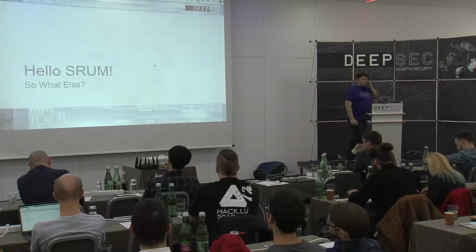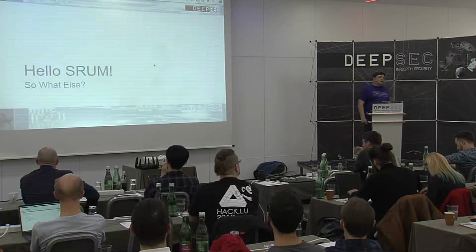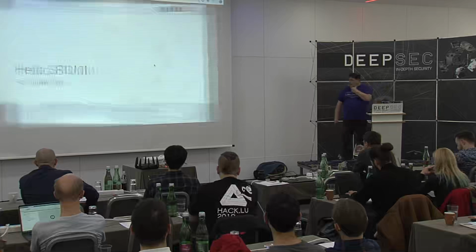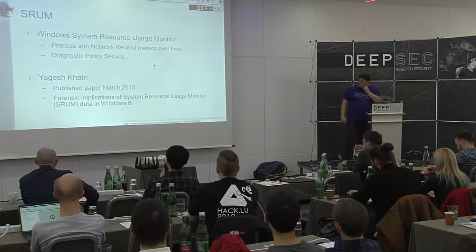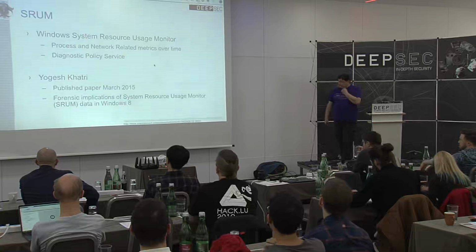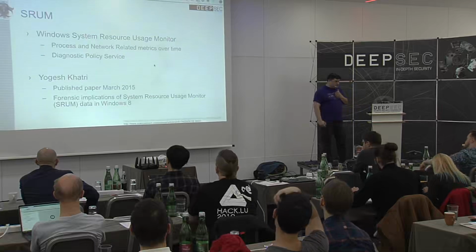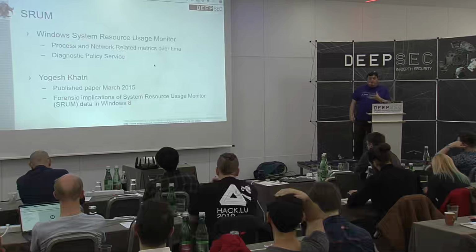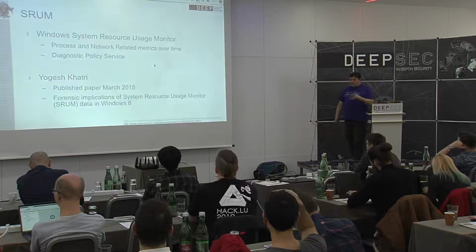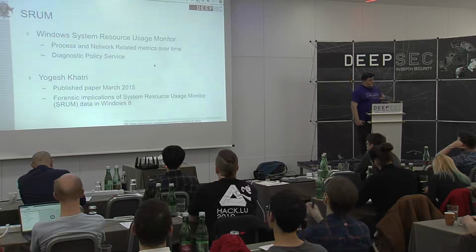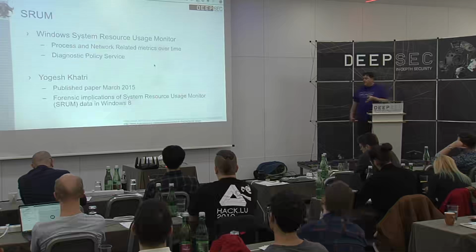So I'm looking for this thing, and I start reading some research from Yogesh Katari. He published a paper in March 2015 where he was looking at SRUM, the System Resource Usage Monitor, for process forensics work. Basically, it provides you with information about processes and network-related metrics over time, right? So you've got a visualization of what's happening on the machine. And it's in most machines since Windows 8.